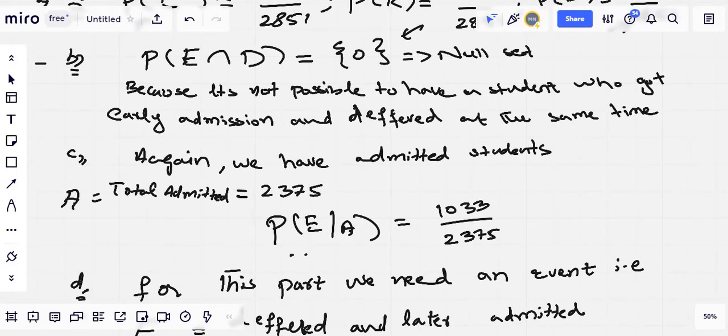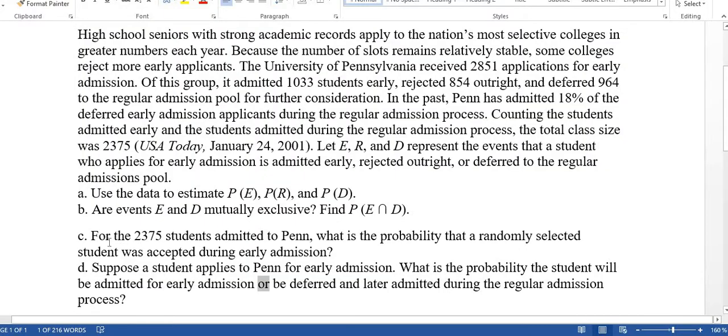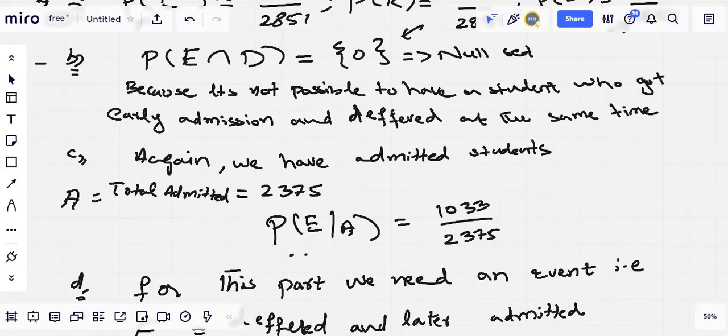Now we move on to part C, and for part C we have to read the explanation first. Of the 2375 students admitted to Pennsylvania, these are the total number of students, and I think this information has been described here as well. Out of these admitted students, what is the probability that a randomly selected student was accepted during early admission? So our objective is to calculate the probability of early admission from the admitted students. Now the admitted students are 2375, and out of these we have to calculate the probability of an early admission student, the students who have been accepted during the early admission.